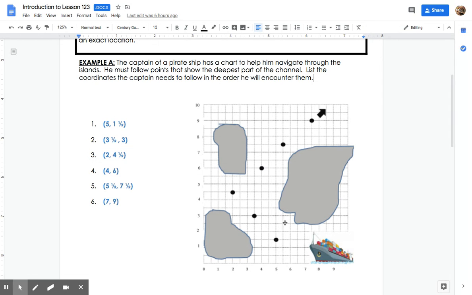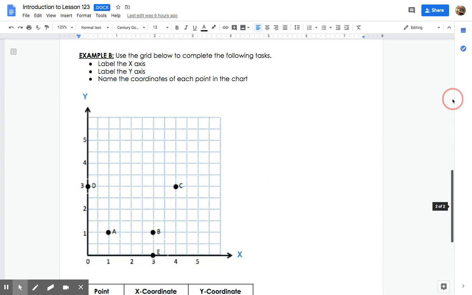The fourth coordinate is right here, because again, the boat's going like this. So here is over 4 and up 6. So you can see the coordinate is 4, 6. The next one is 5.5, 7.5. So 5.5, 7.5 right here. And then finally, the last coordinate is right here, 7, 9. So it's over 7, up 9. So you can see I made a list of 6 coordinates for these 6 dots that follow the boat along this path. Let me scroll down to example B.